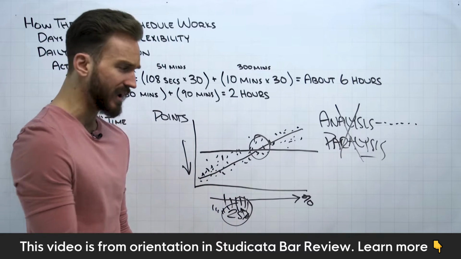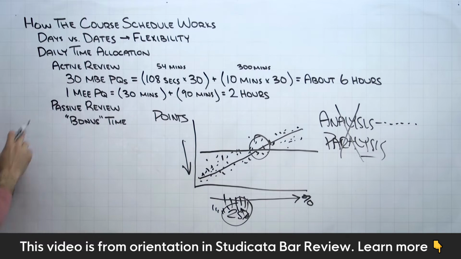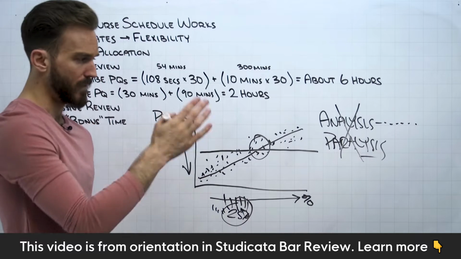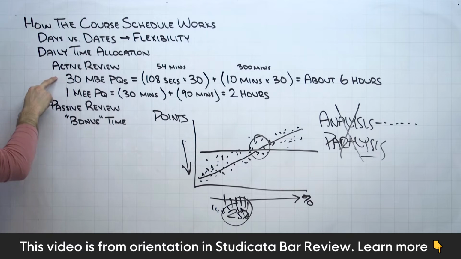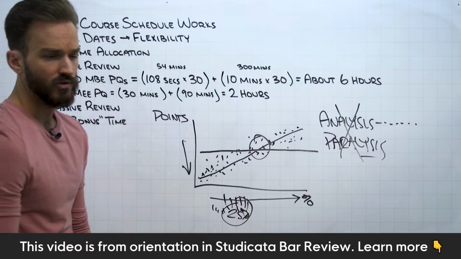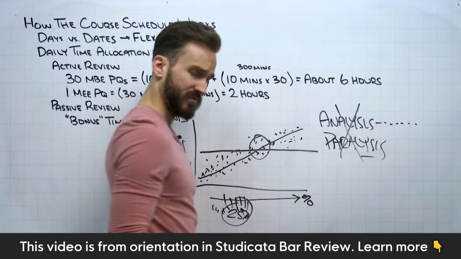You know, I'm a little bit behind. I don't know how to catch up. Because our program only has two components, right? We have active review and passive review. And it's going to be very straightforward. It's going to be something like 30 multiple choice questions a day and 1 essay a day, right? So it'll be very easy. There's no analysis, no overthinking of things, right?